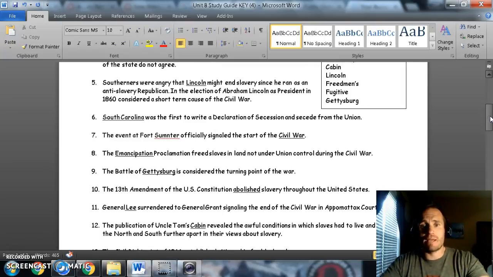Number five, Southerners were angry that Lincoln might end slavery since he ran as an anti-slavery Republican. The election of Abraham Lincoln as president in 1860 is considered a short-term cause of the Civil War. So that was a short-term or a quick cause of the American Civil War.